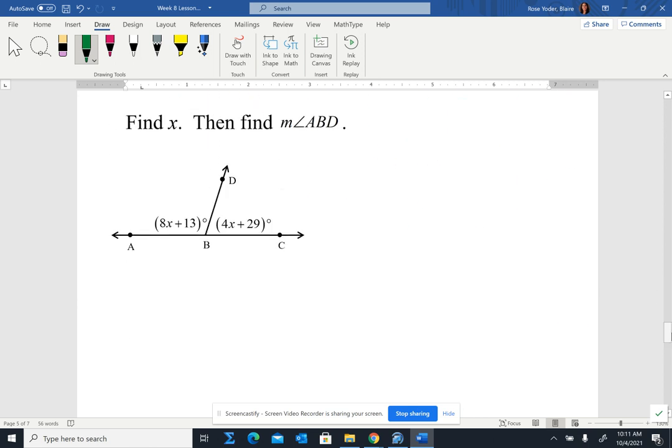All right, let's check out another algebra problem. Do we have vertical angles here this time? No, we have supplementary angles. So this time we do not set them equal to each other. They add up to 180 degrees. So I'm going to add up 8x plus 13 and 4x plus 29 and set it equal to 180. So we really have to think closely for each example about what equation we're setting up. Let's combine our like terms. There's 12 x's, and then 13 and 29 is 42.